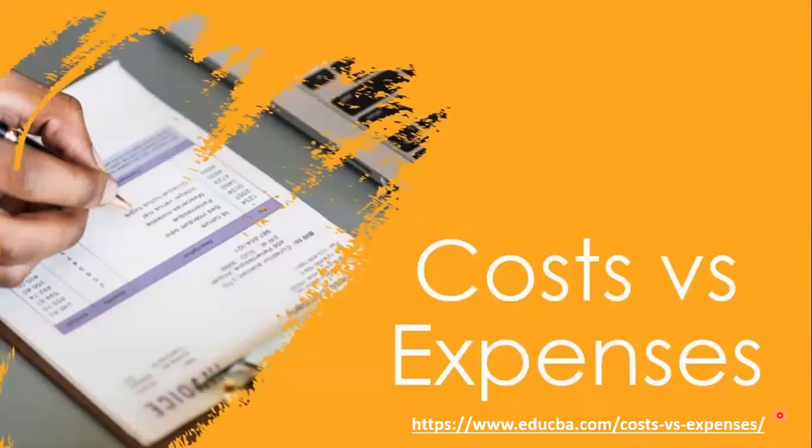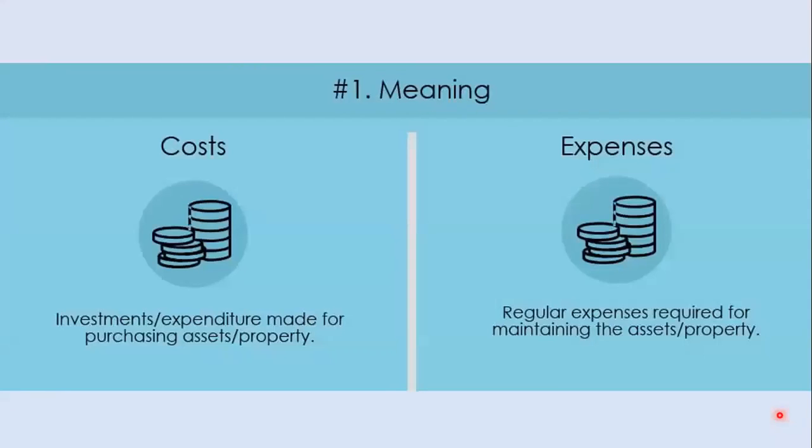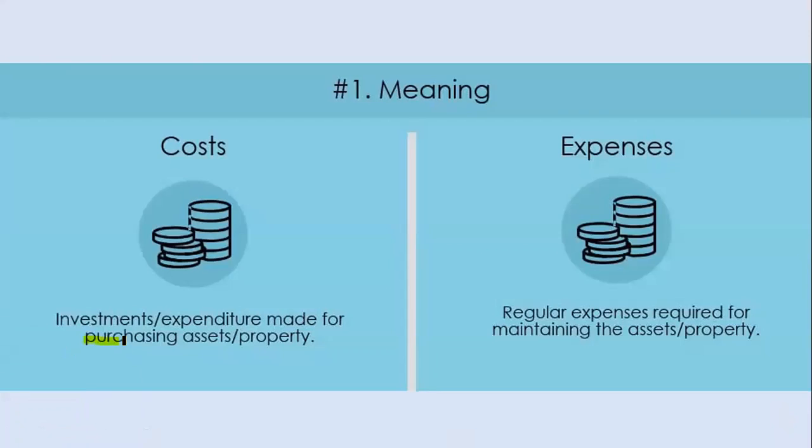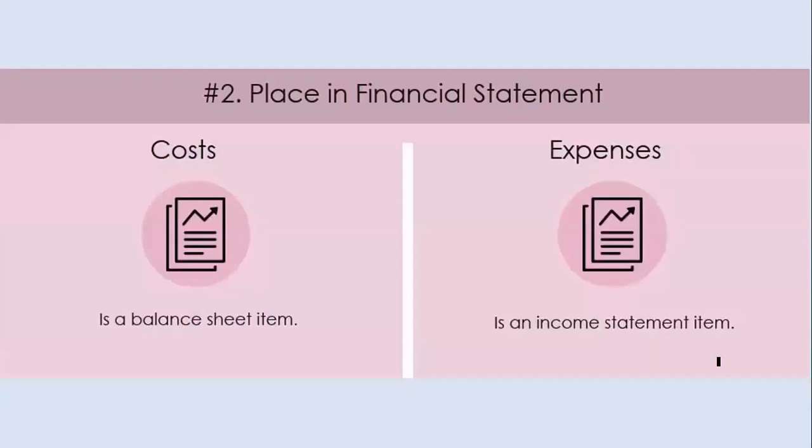One of the biggest questions is what's the difference between cost and expenses? We also studied this before, and we start with the basics on the meaning. Cost, investments, expenditure made for purchasing. This is like the key word here. Purchasing assets or property. So you buy assets and property. In the case of expenses, it's regular expenses or regular money that you pay for maintaining. All right? So that's the first difference between cost and expenses. We already studied this. This is just a review. I'm not going to stay long time here.